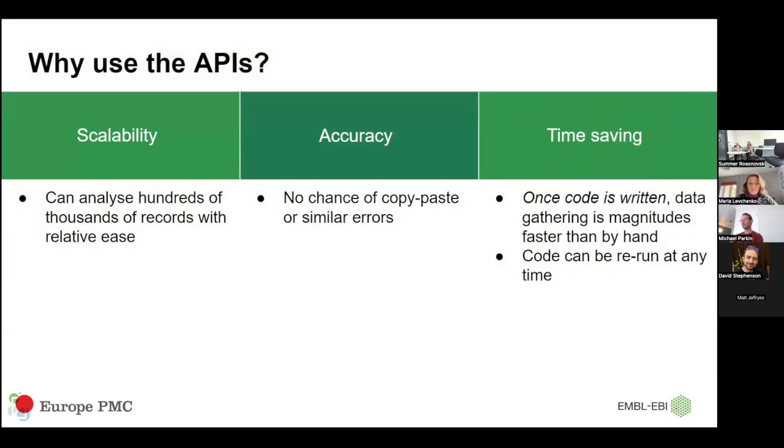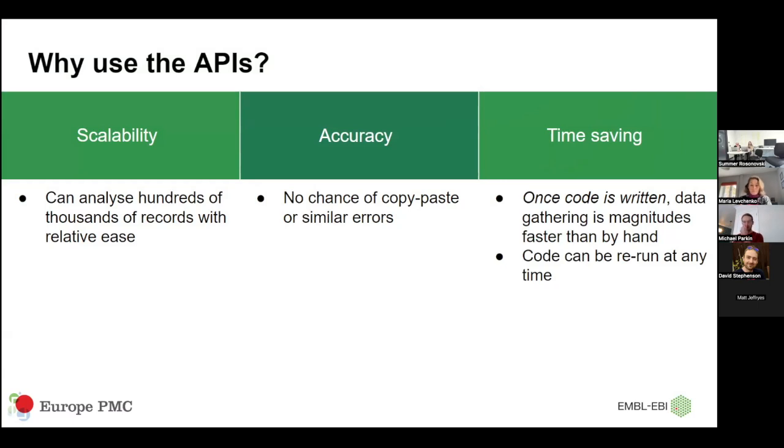Just a quick intro to why use these APIs? What are these things? They're application programming interfaces, and they're ways that software can communicate with other bits of software and services. Why not just use the EuropePMC website? We have a perfectly good website. You can export things into Excel. Why bother learning about what an API is and how you might make use of it?